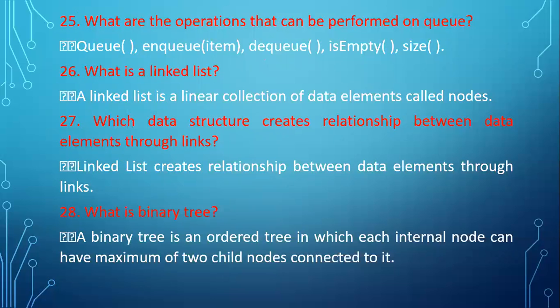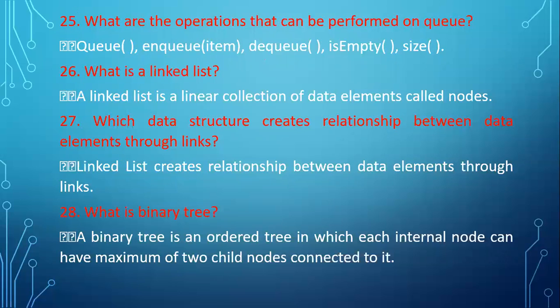Question number 26. What is a linked list? A linked list is a linear collection of data elements called nodes. Question number 27. Which data structure creates relationship between data elements through links? Answer. Linked list is the data structure which creates relationship between data elements through links.